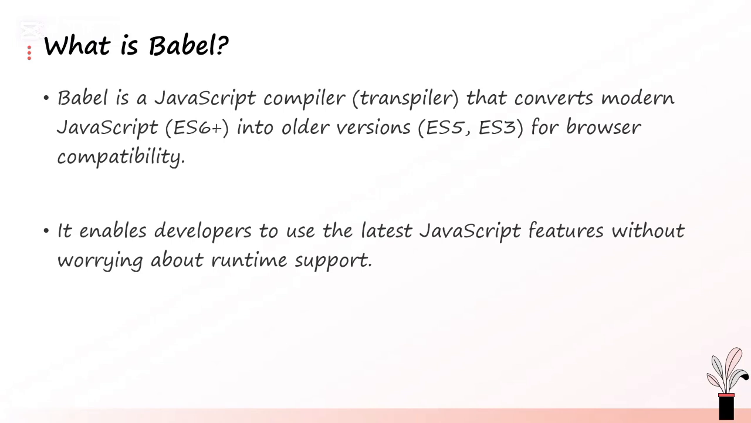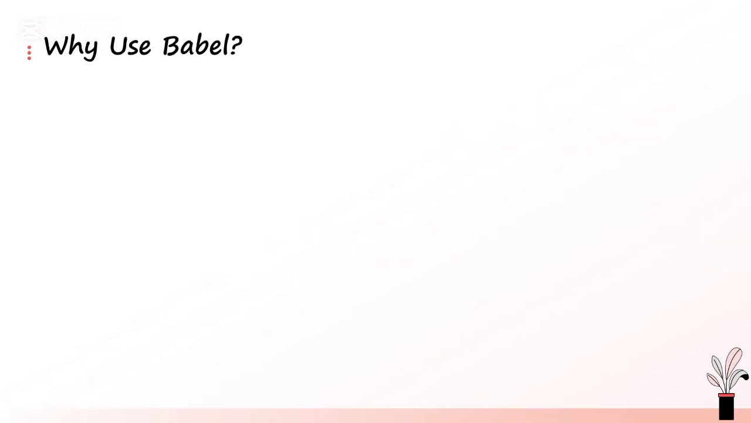So this enables developers to use the latest JavaScript features without worrying about the runtime support. Whether the browser supports them or not, with Babel, they can transpile these things. We write the new syntax, which makes us better programmers, and the browser doesn't understand it. So Babel will transpile it so that the browser can understand it. Okay? All right. So why use Babel?